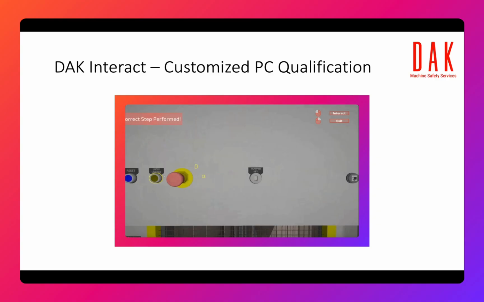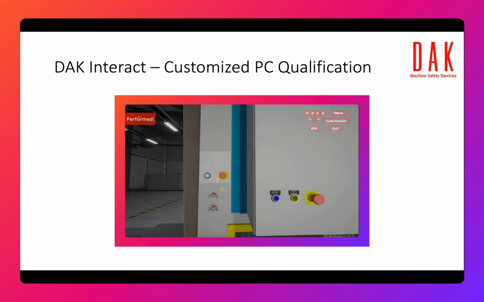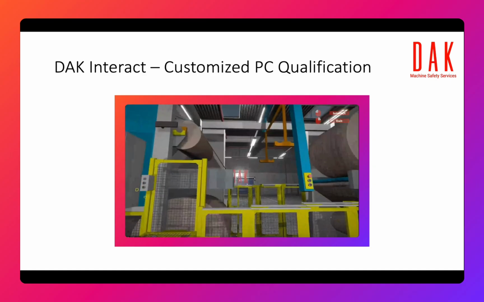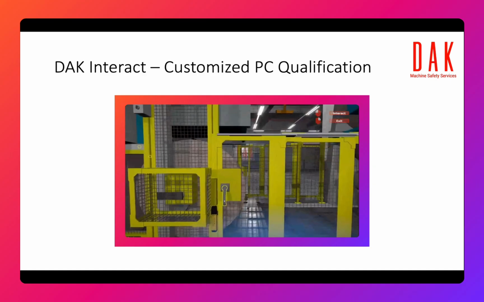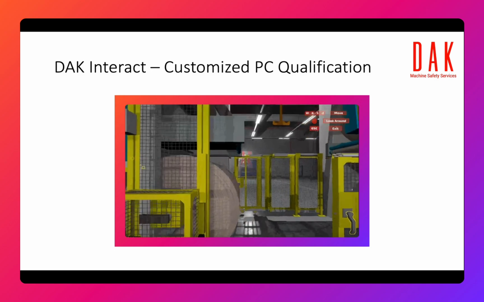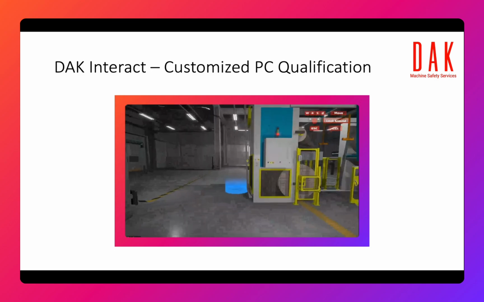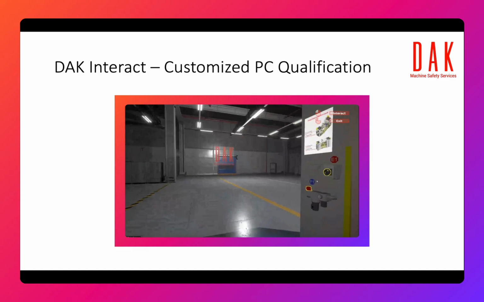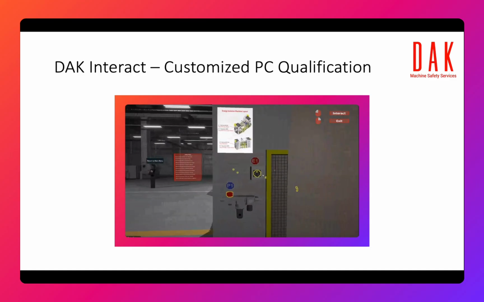Now oftentimes we get asked, why do people have to unlock the door for a lockout? That's not the case. In this specific example, the maintenance person is working inside the machine, and this is a guard locking switch. So if they do lock out the power before they open up the door, the door will remain locked.